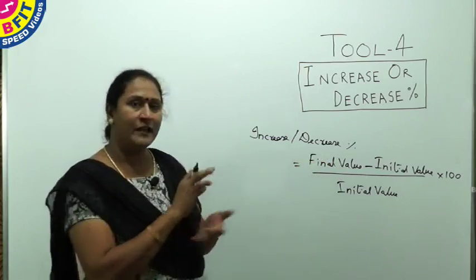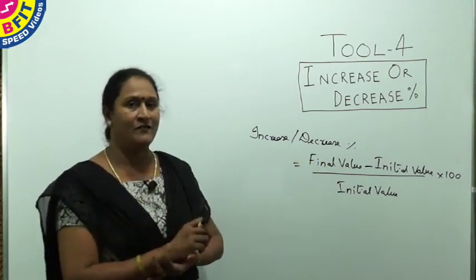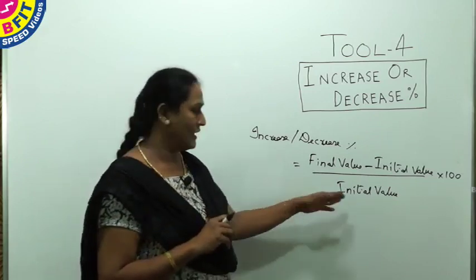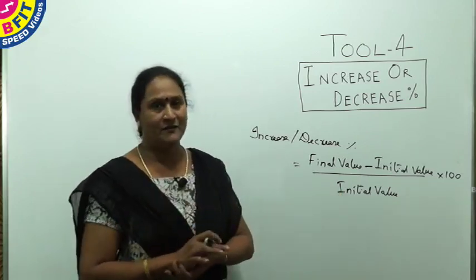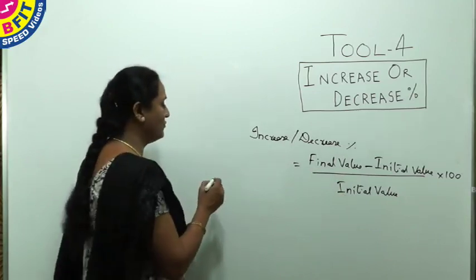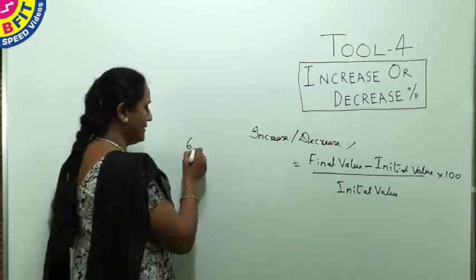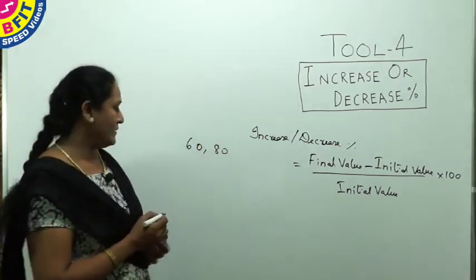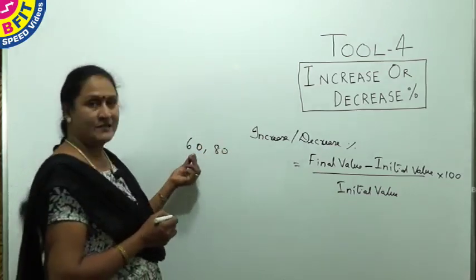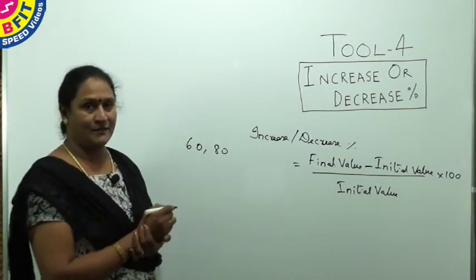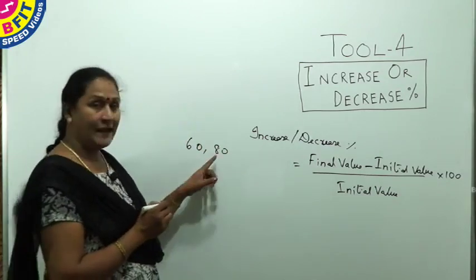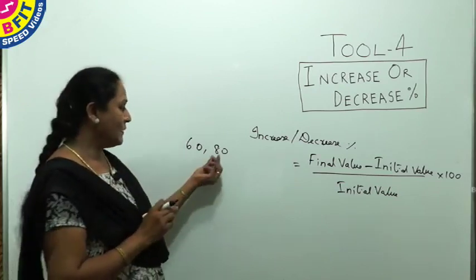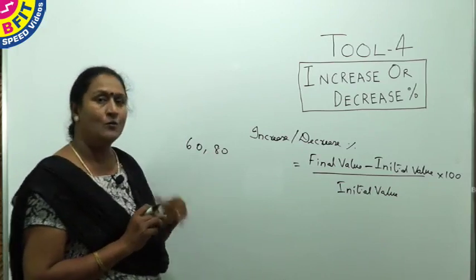So when it is increase percentage, what will be the initial value? Lower value, smallest value will be the initial, so that will come in the denominator. Say for example, you have two values, 60 and 80. So in these two values, by what percent is 60 less than 80? Or by what percent is 80 more than 60? So first we'll see the increase percentage. By what percent is 80 more than 60?